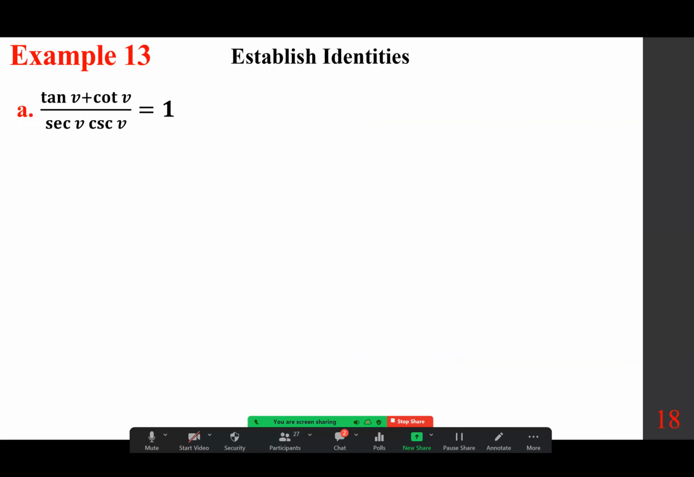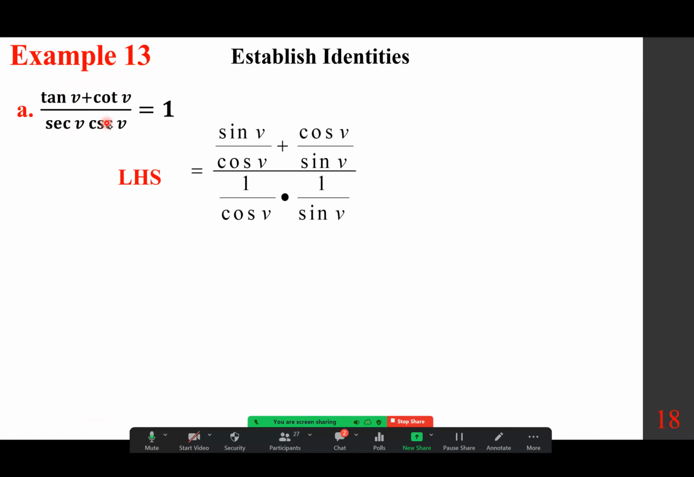All right. We want to prove tan V plus cotangent V over secant V cosecant V equals 1. And we start with the more complicated side, obviously the left-hand side. And the technique is most of the time when you have tangent, cotangent, secant, cosecant, if you go with sine and cosine, you can't go wrong. So tangent is sine over cosine, cotangent is cosine over sine, secant is 1 over cosine, cosecant is 1 over sine. So we need to know all those identities, and we need to know them pretty good.